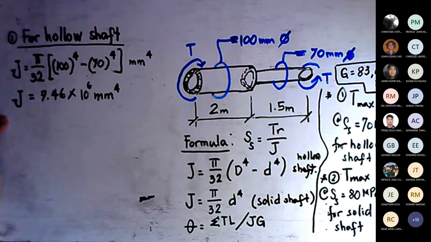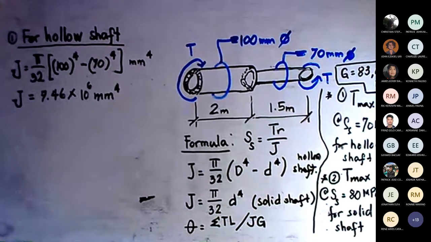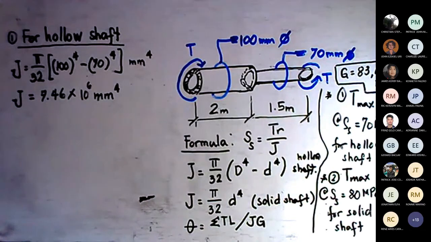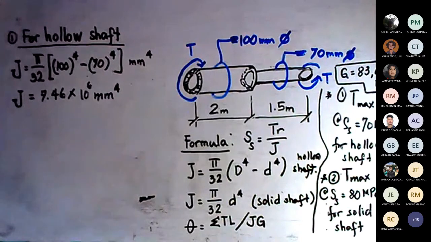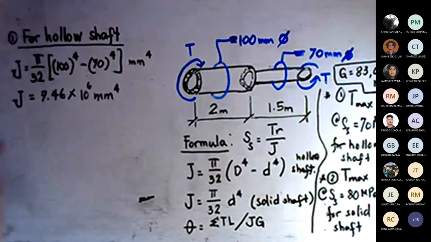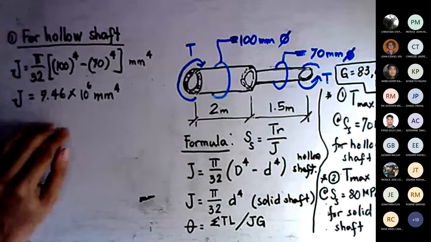Christian, yes, John Christian. Wait lang po. Yan. 7.46 times 10 to the 6th millimeter to the 4th. Actually, Kuya Kenneth, lahat ng pinili mo, okay na? So, kung parehas tayo ng answer, that's 7.46.